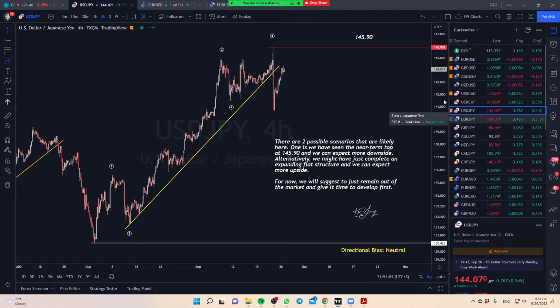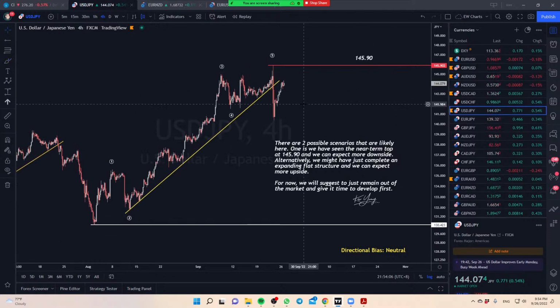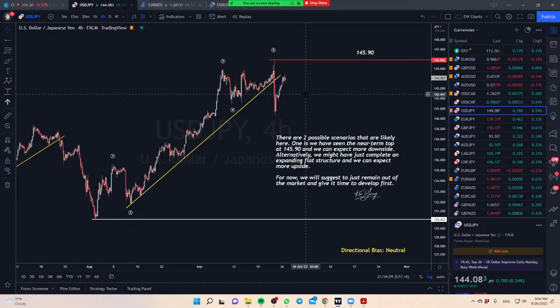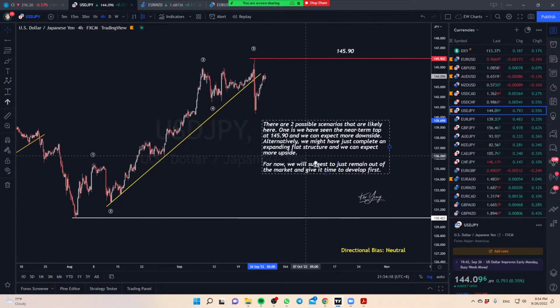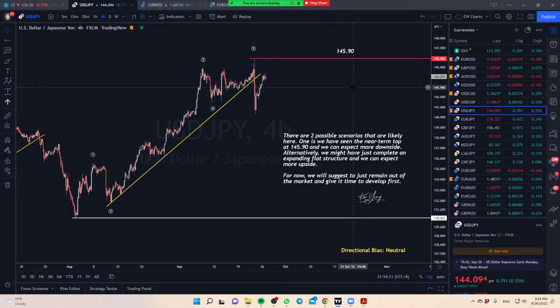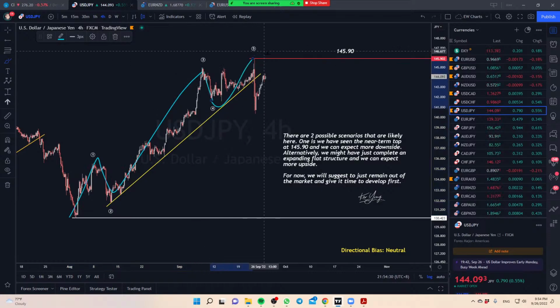Okay, dollar yen. Dollar yen over here, I would say this week you might not get anything out of it. I do write a little bit of a commentary over here as well. From an Elliott Wave perspective, it's tricky on dollar yen because we have two possible scenarios that can eventually develop. One of it is what you've seen over here, as I labeled 1, 2, 3, 4, and then this is 5, and therefore we start to see a bigger move to the downside. That would give us a bearish bias.